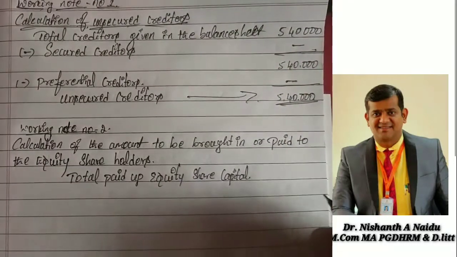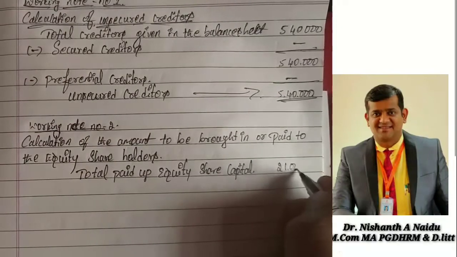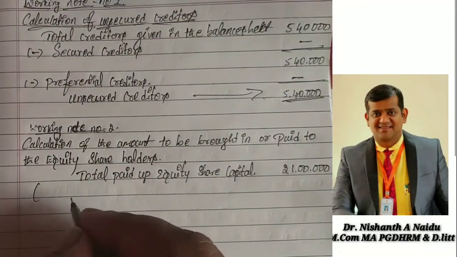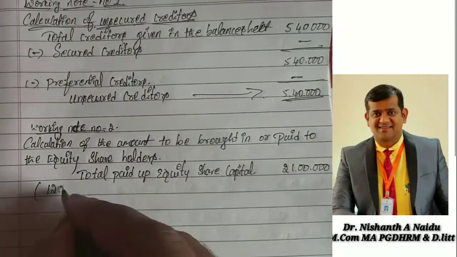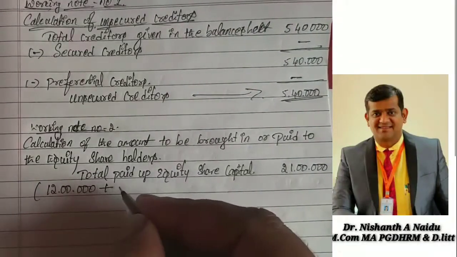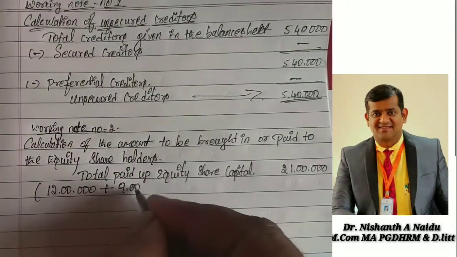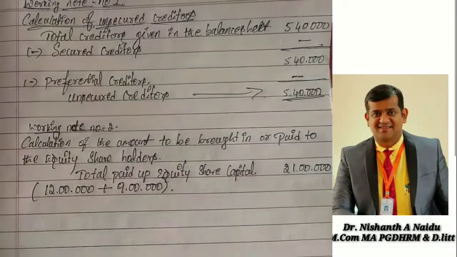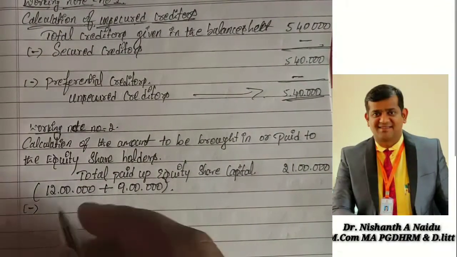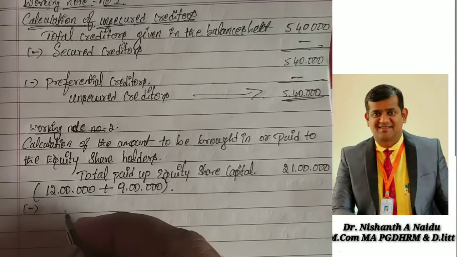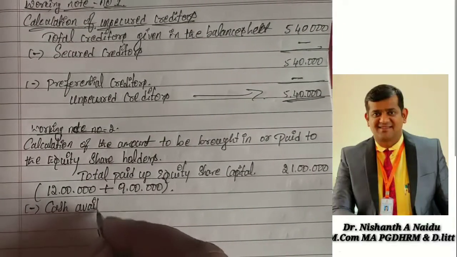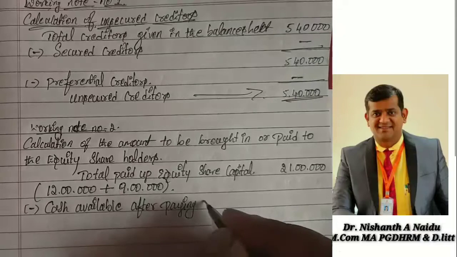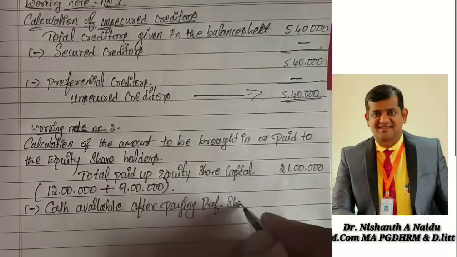So total paid up equity capital, how much? How much the shareholders have paid? 21 lakh rupees. So for your better understanding, in the balance sheet liability side is there, so that is what I've taken, 12 lakh rupees plus 9 lakh rupees, correct? So that is equals to 21 lakh rupees. Okay, so we got this 21 lakh less cash available after paying preference shareholders.